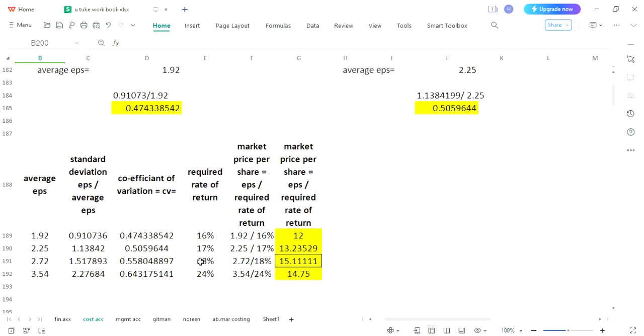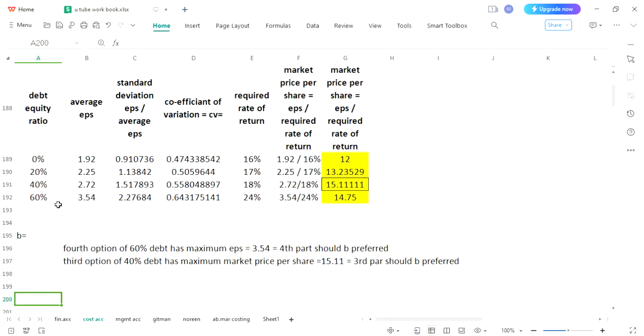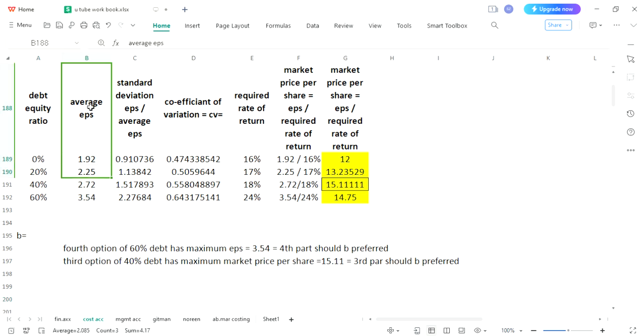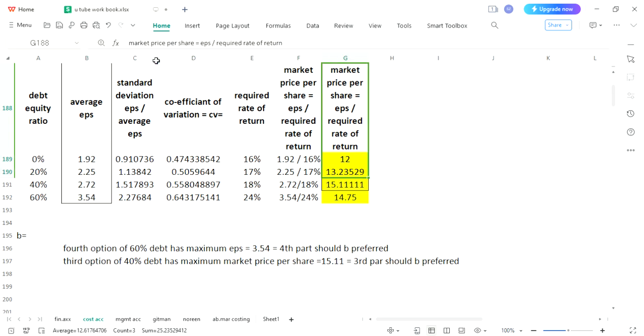For that, data is already present in front of you. What we need to have are probabilities. Probabilities or debt equity ratio is mentioned over here, 0%, 20%, 40%. EPS and sale price, these two have been taken over here. So what we will do, let's highlight them, that we need to put these upon our graph.